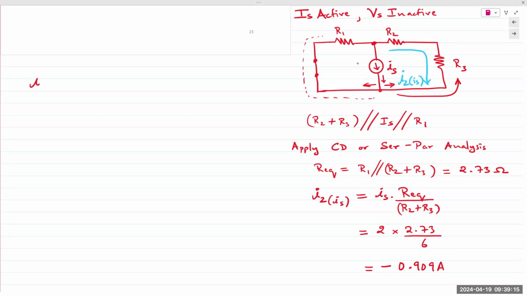And our job is not yet done. The actual I2 current is a sum of I2 due to Vs and I2 due to Is, which, as I said, 0.909 plus minus 0.909, which gives a big fat egg. Not quite fat, but.